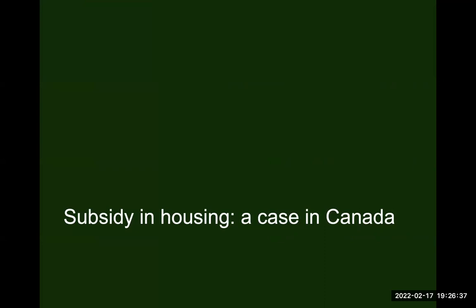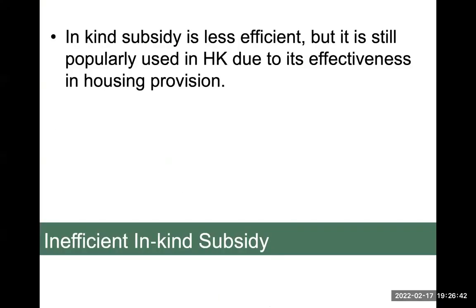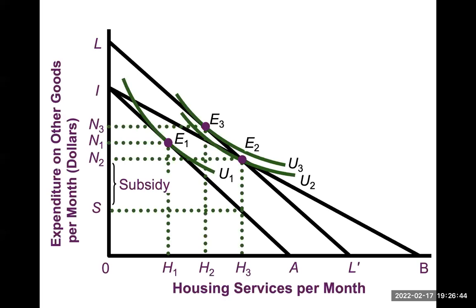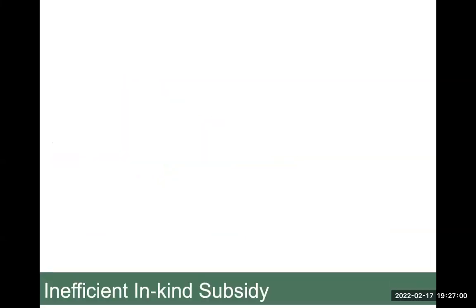But if you try to think about it theoretically, why and how it is more efficient in terms of this figure, I want to draw attention. Why do you think that the in-cash subsidy or in-kind subsidy, which one is more inefficient, and why? Okay, I want to leave the question for you.